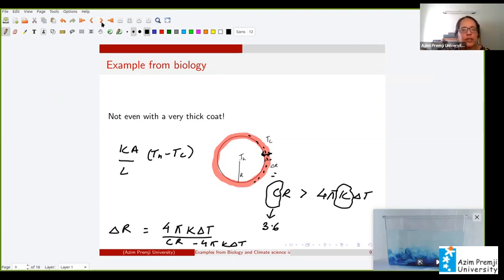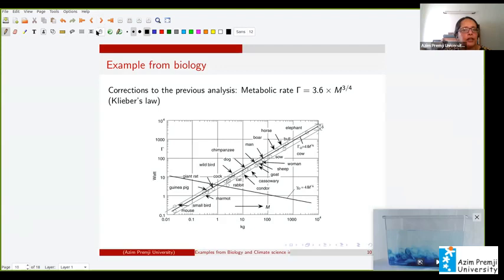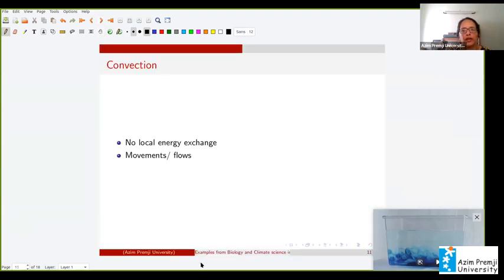All right, so this was my example for conduction. And for convection, I was going to talk about this, but we don't have too much time, so I'll go on.